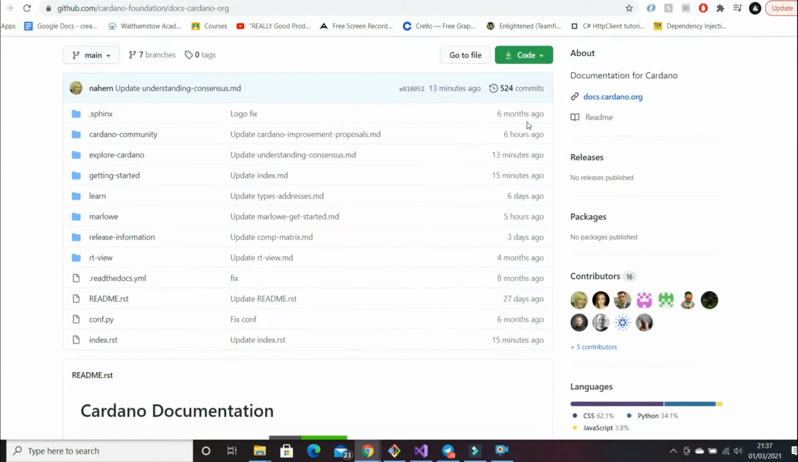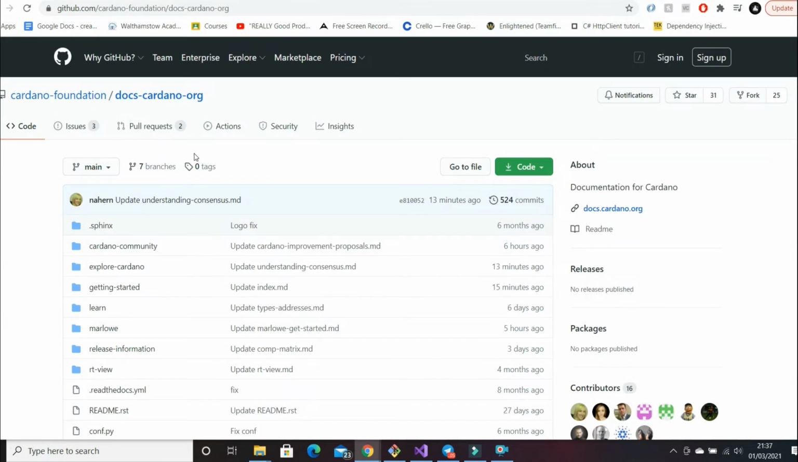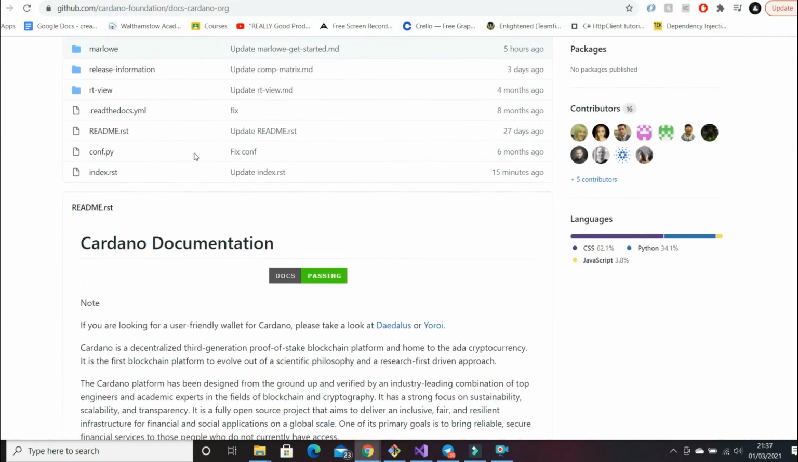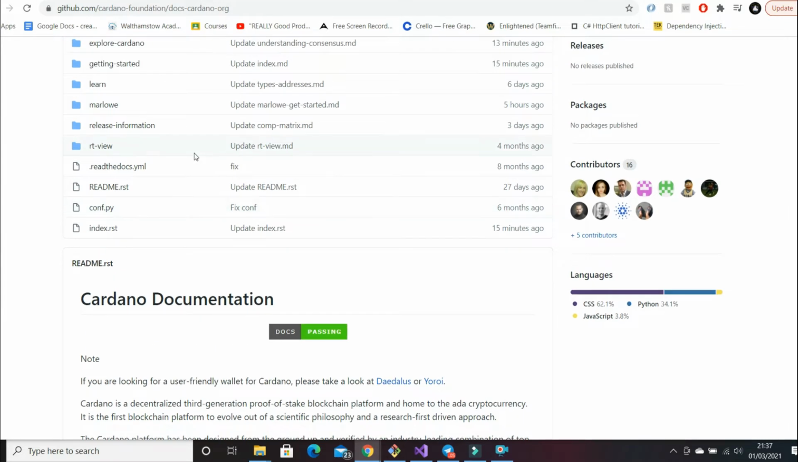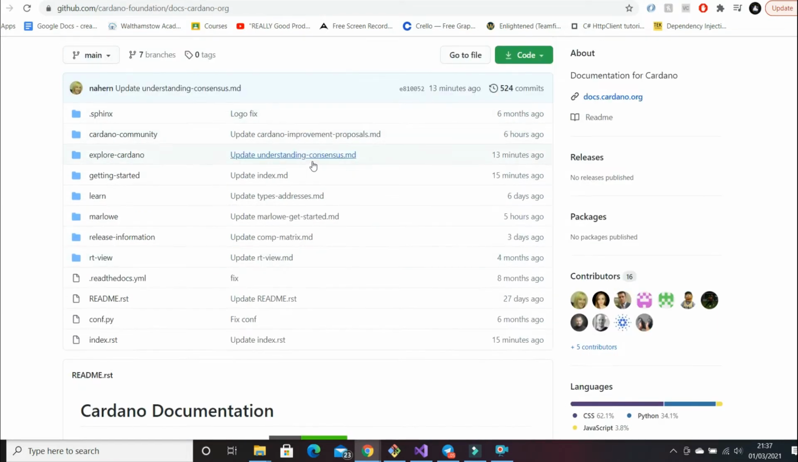GitHub is all open source, and one repository that I like to look at is their documentation, because this gives you a kind of contents page of different things that they're working on, and documentation on how to get involved in the whole Cardano ecosystem.